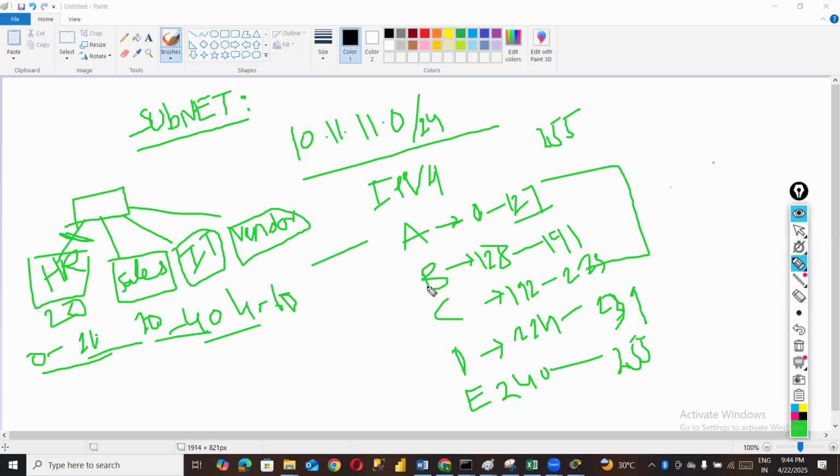Why do we need to use class A, B, C? First, these are the unicast IP addresses. Second thing, these have more IP addresses when compared to D and E. And what about D? This class D is used for multicasting. Okay. What about class E? This is used for research.